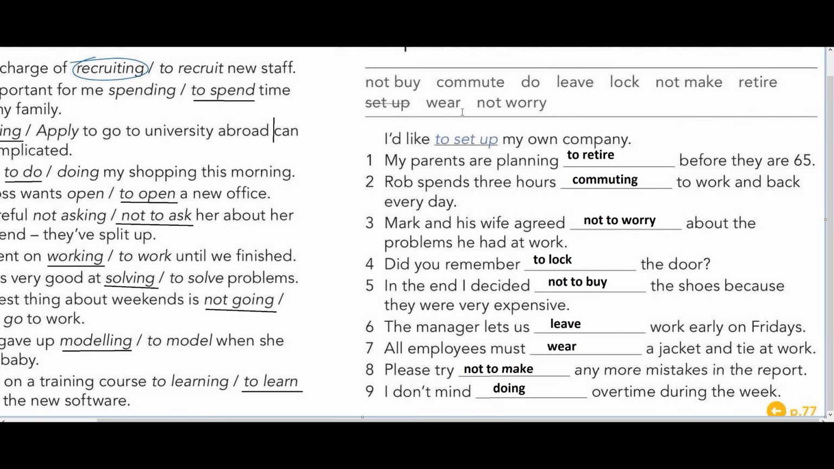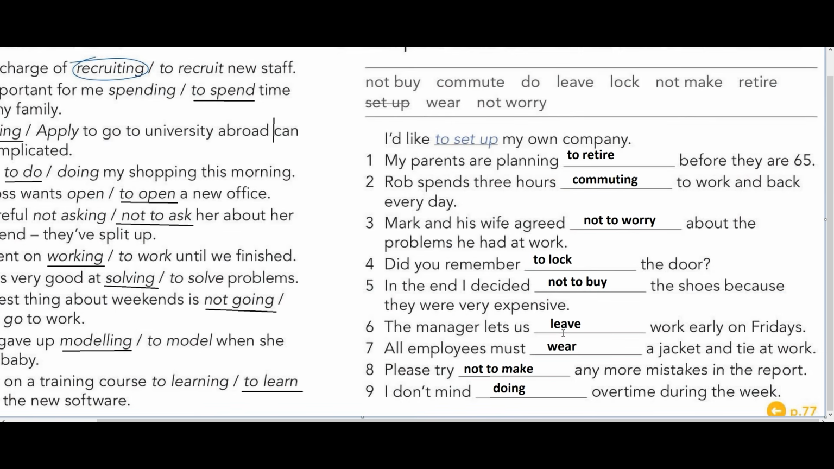Okay, now let's read on the answer keys. I'd like to set up my own company. My parents are planning to retire before they are 65. Rob spends 3 hours commuting to work and back every day. Mark and his wife agreed not to worry about the problems he had at work. Did you remember to lock the door? In the end, I decided not to buy the shoes because they were very expensive.